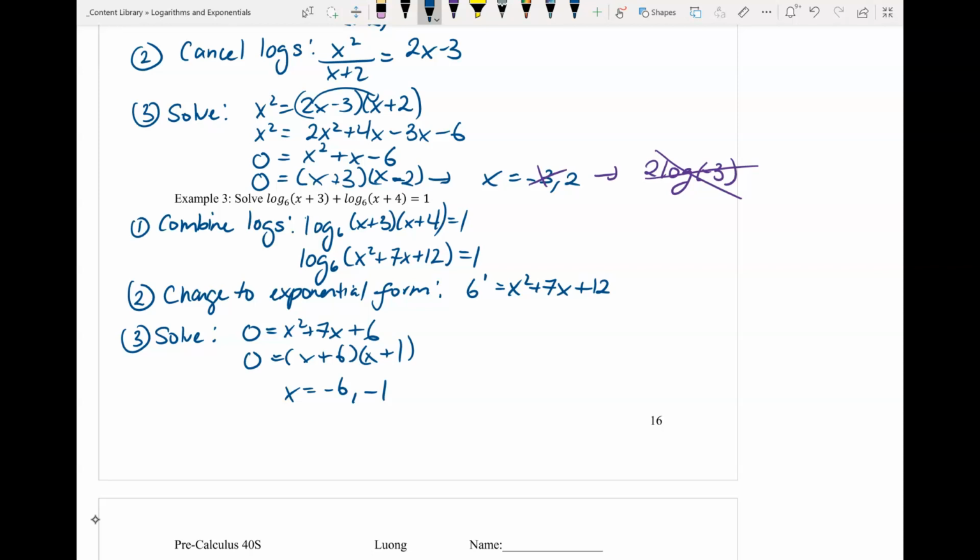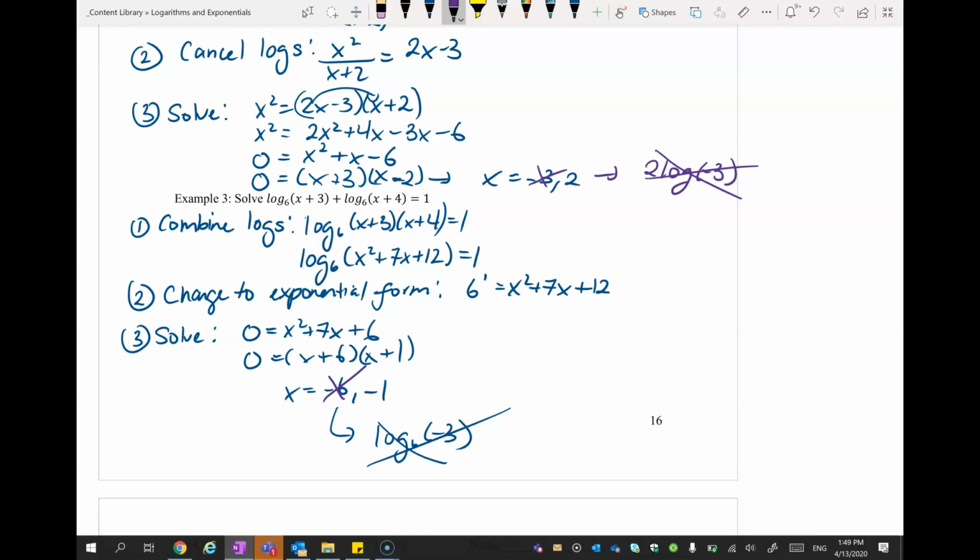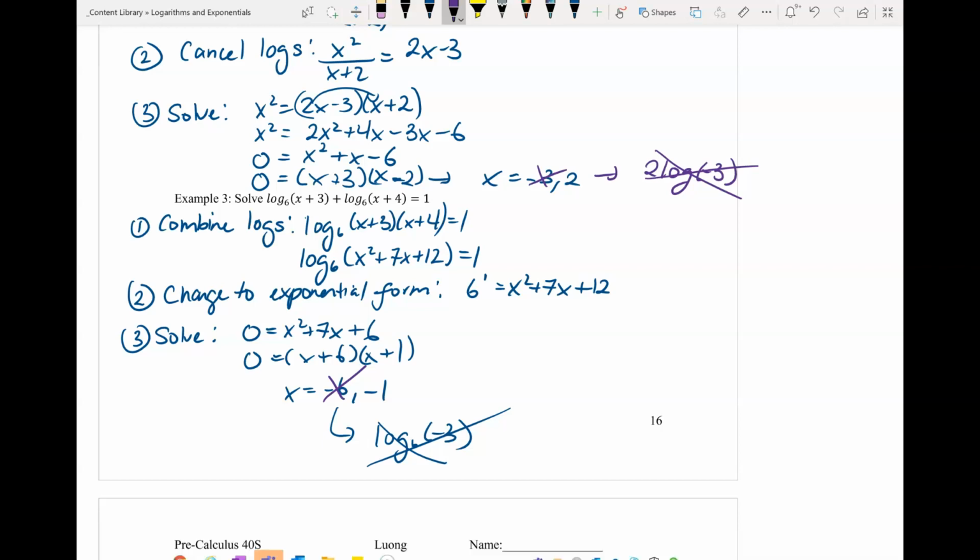So if we plugged in a negative 6, we're going to have a problem because we'd get negative 6 plus 3, which is negative 3, and we cannot have a log base 6 of negative 3. So we know for sure negative 6 is not a solution. However, negative 1 will be fine because if we plugged in negative 1 for x, we'll still get positive numbers for our logarithm. So our final answer is just going to be x is equal to negative 1.